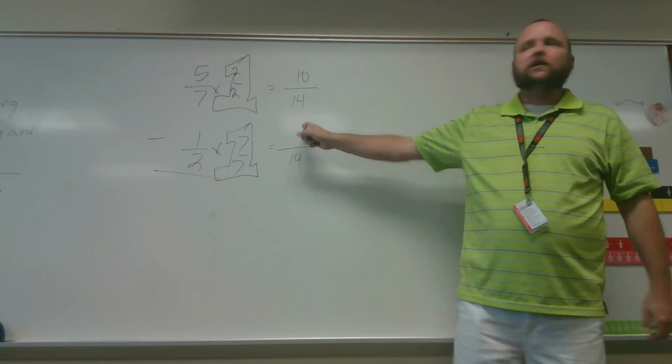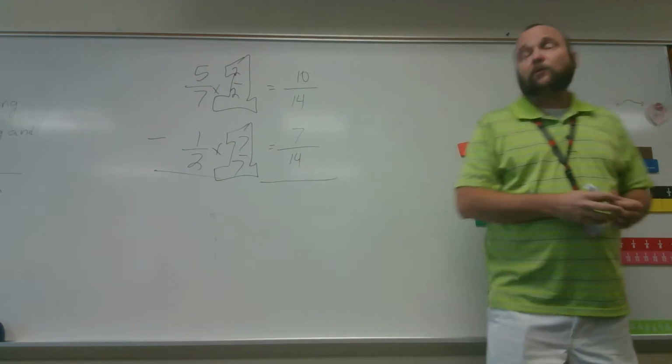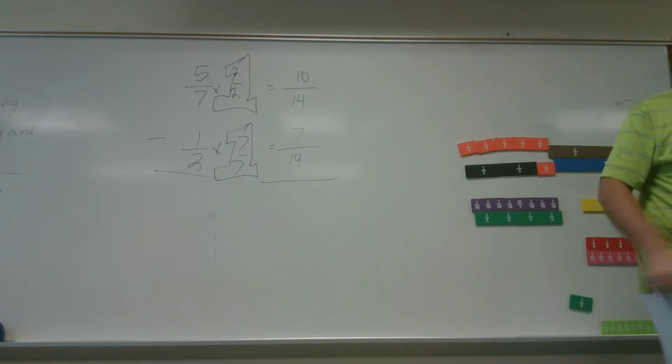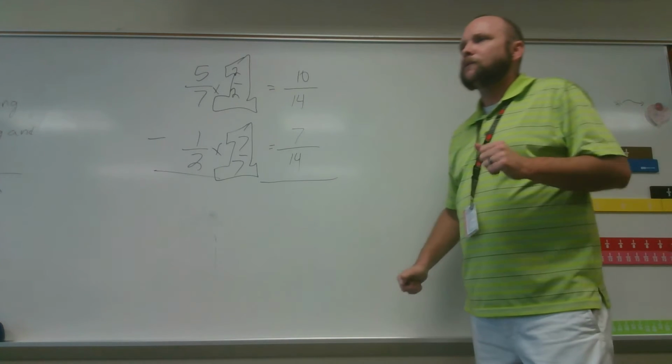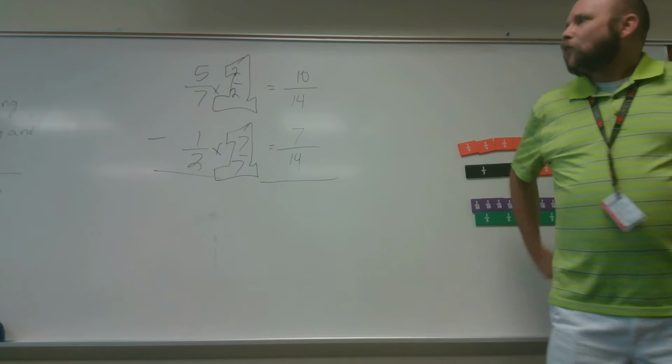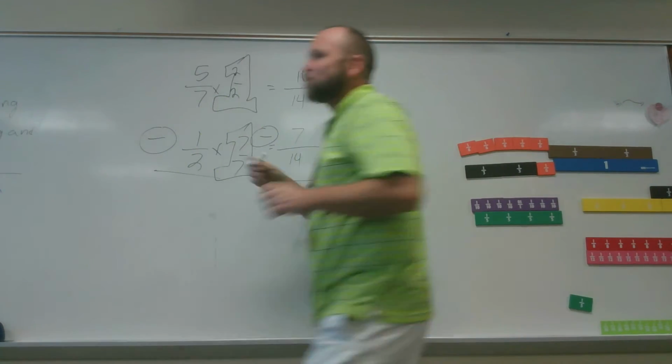Savannah, what goes here? 7, thank you. Hands down. All right, Savannah, we have 10 14ths and 7 14ths. What's my answer? 17. Wrong! This is why. It is a subtraction problem.